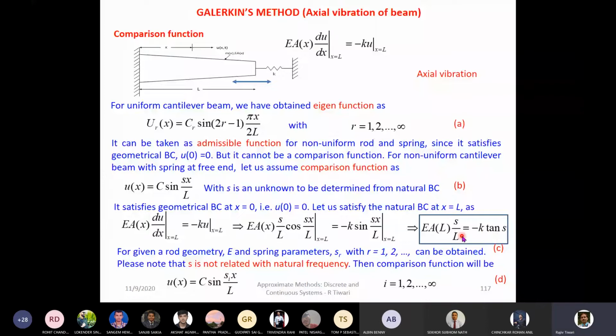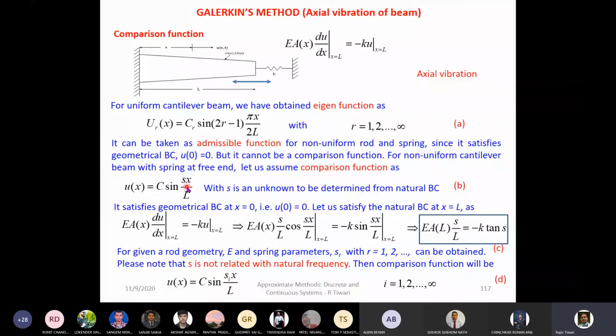And here, S is not a frequency equation, we should remember, because we already satisfied the boundary condition to get this. Earlier we used to go for the eigenvalue problem, but here we just satisfied the assumed comparison function to the boundary condition to get this. So the S which we got, if we substitute here, we'll get, as I told, an infinite number of such solutions. So we'll get an infinite number of such comparison functions.